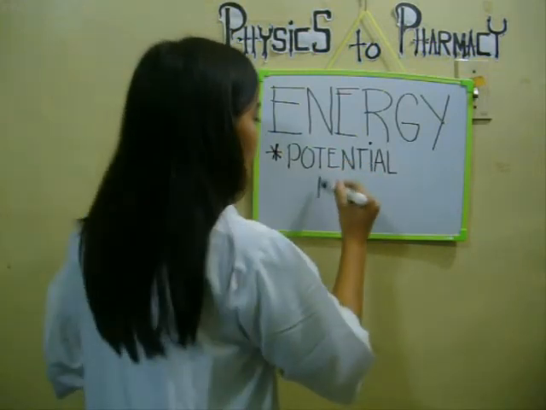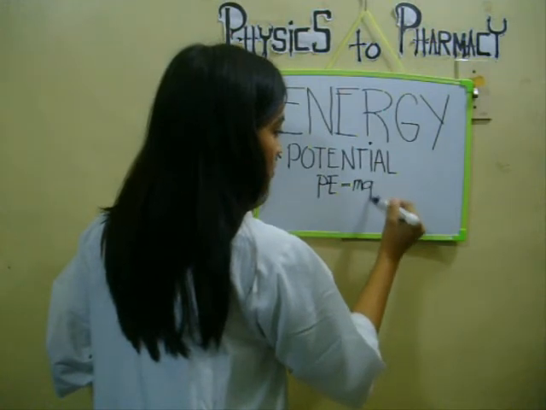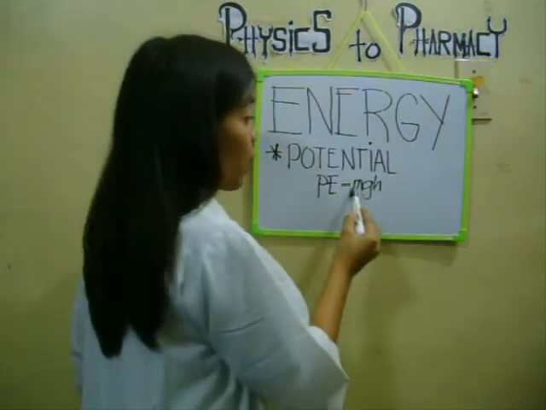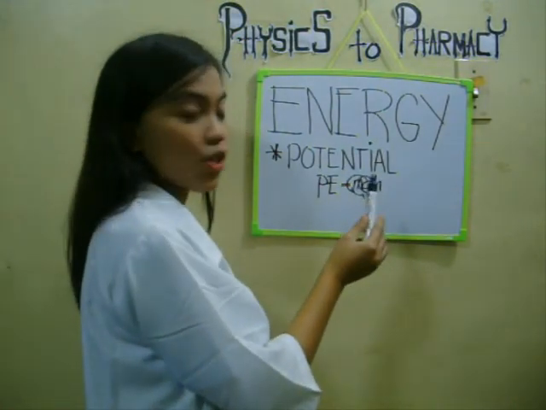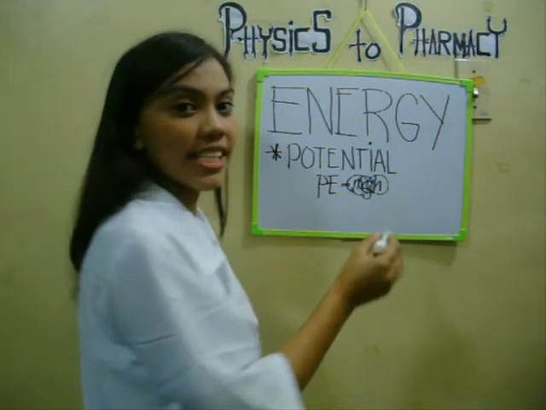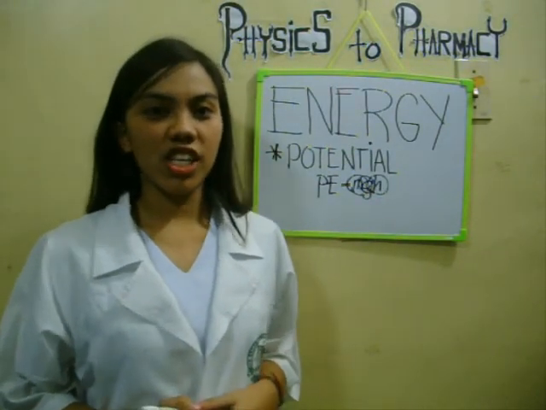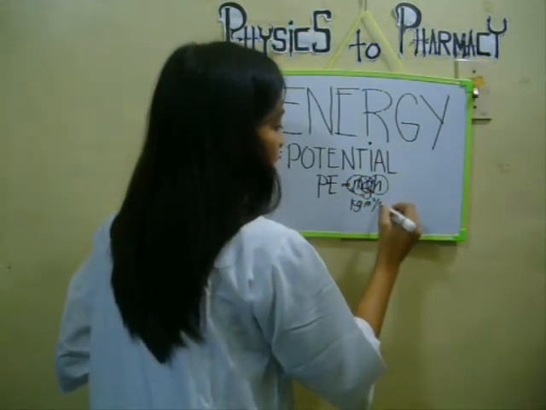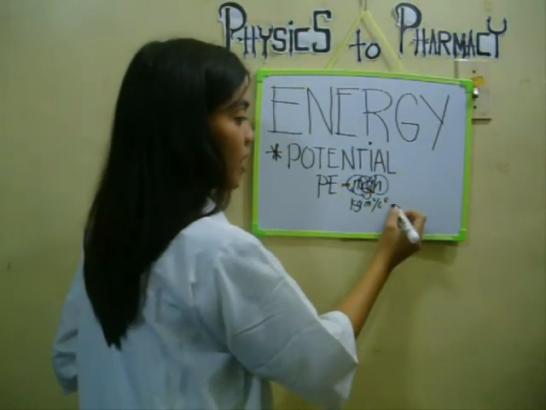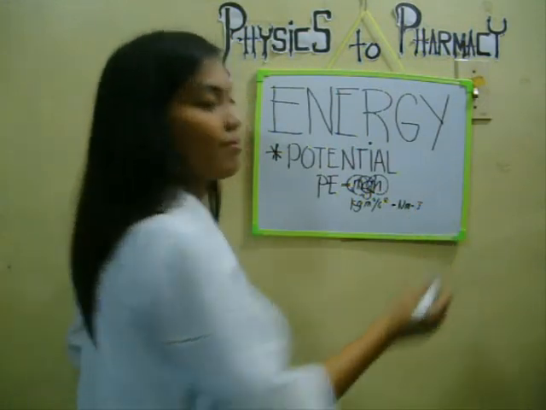Potential energy is given by PE is equal to mgh, where m is the mass, g is the acceleration due to gravity, and h is the height. The SI unit of potential energy is kilogram meter squared per second squared, or newton meter or joule.